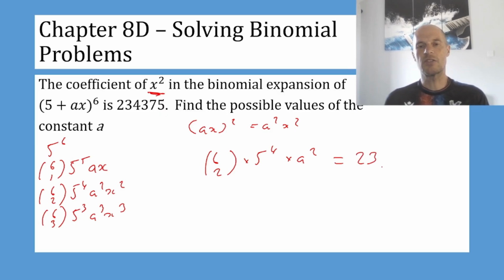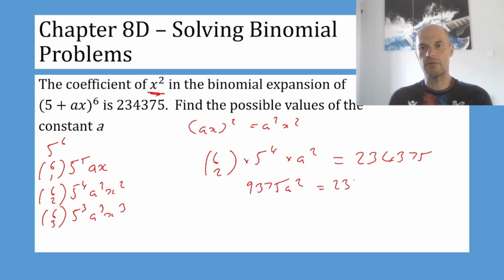So therefore 6 choose 2 times 5 to the 4 times a squared is 234,375. Well, what is 6 choose 2 multiplied by 5 to the power of 4? Well, 6 choose 2 is 15 times 5 to the power of 4 is 9375. So 9375 lots of a squared is this 234,375. So therefore a squared is 234,375 divided by 9375, and a squared is 25. So therefore a is going to be the square root of 25. So a is 5 or a is negative 5.